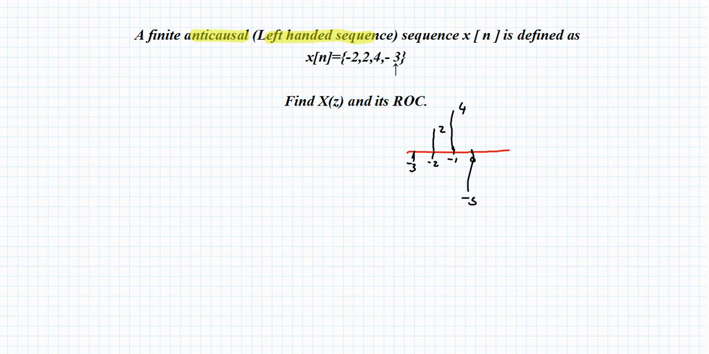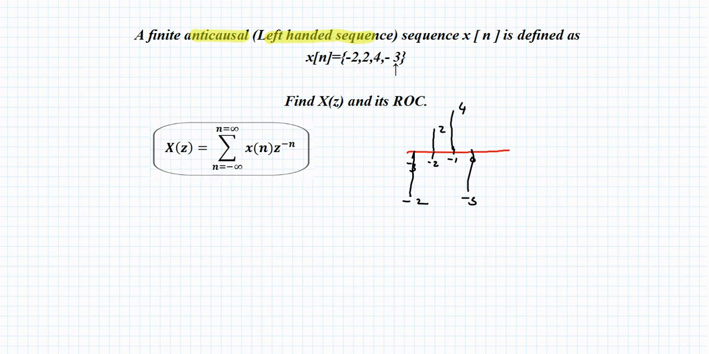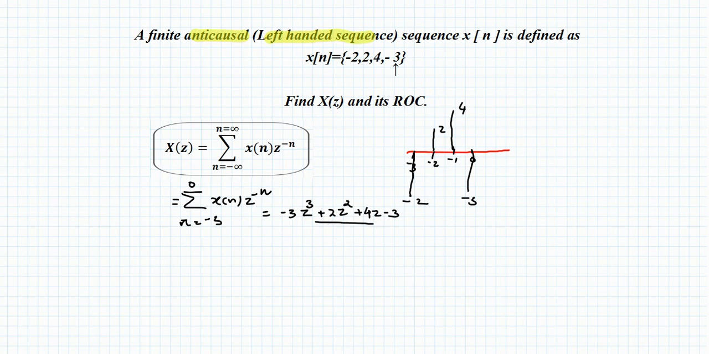If you think about this transform, this is the general formula, but the signal exists only from n equal to -3 to 0, x of n into z raised to -n. So I can write like this: -3 z cube plus 2 z square plus 4 z minus 3. So this is the transform of the signal.